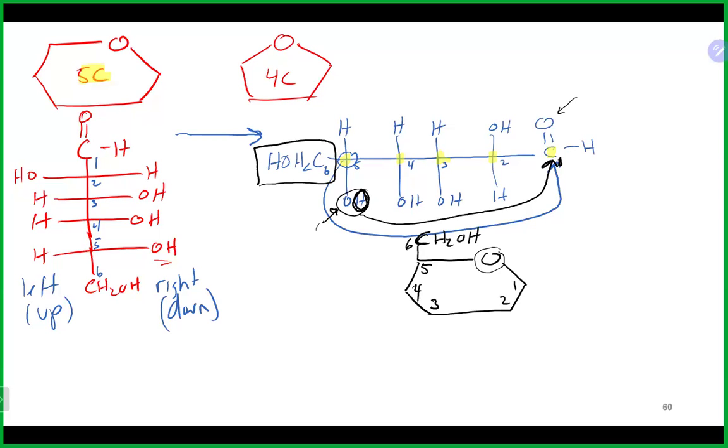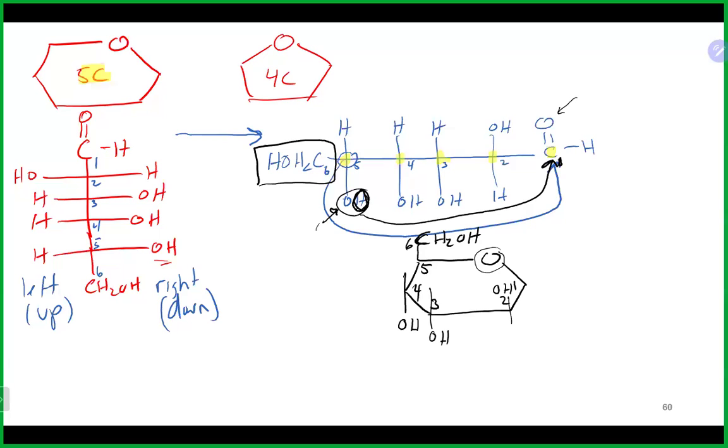So we do skip 5. We go to 4, and 4 is showing the OH down. So we draw a line going down. 3 is showing the OH down as well. And 2 is showing the OH going up. Again, on the other end of these lines are really hydrogens, but usually they're kind of left off so it doesn't get so crowded with stuff in this picture.